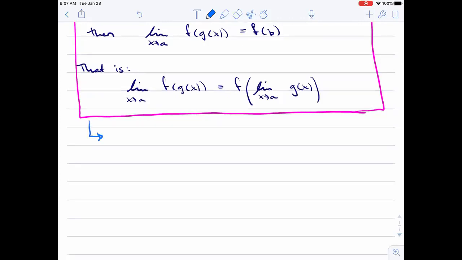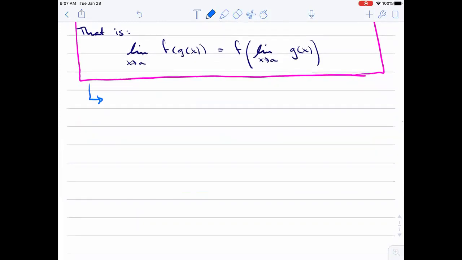So what's that to say? That limits pass through continuous functions.